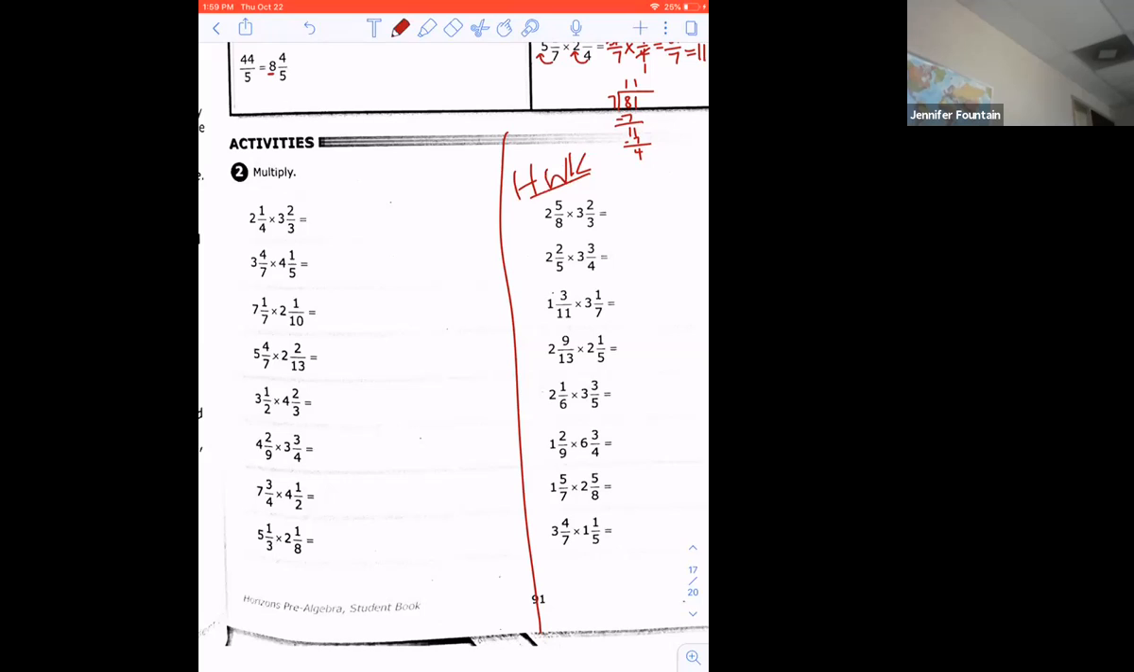Let's look at your next one. Okay, let's go ahead and convert those to mixed numbers. So we have 3 and 4/7 times 4 and 1/5. Okay, so the first thing we do is multiply. 7 times 3 is 21. So I have 21 plus 4, which gives me 25. That's my numerator. Keep my denominator of 7.